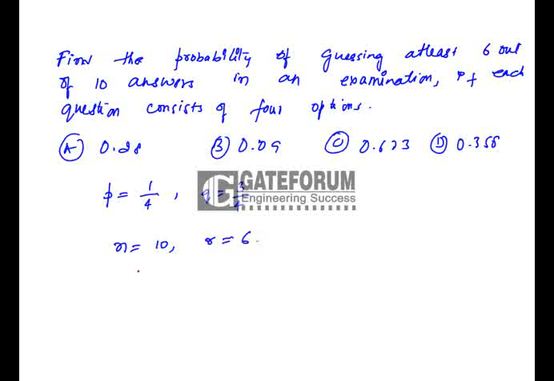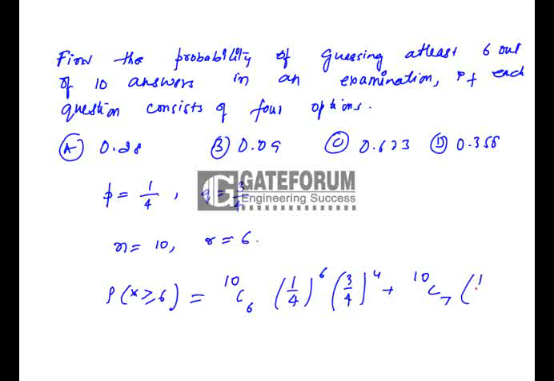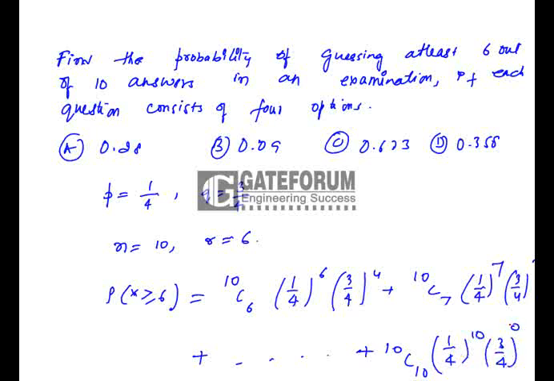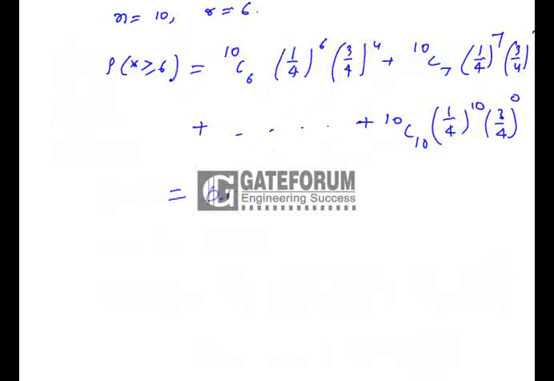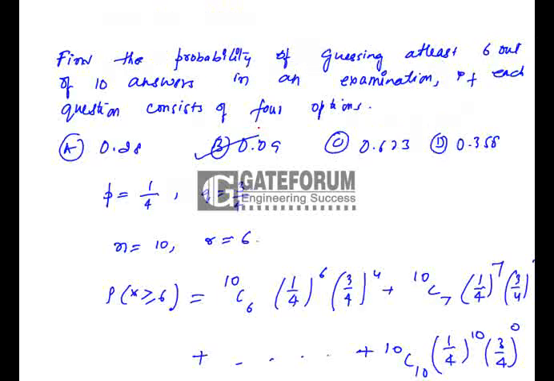Exactly 6 or more. So we have to check P of X greater than or equal to 6, which is 10C6 into 1 by 4 raised to the power of 6 into 3 by 4 raised to the power of 4, plus 10C7 into 1 by 4 to the power 7 into 3 by 4 cube, plus similarly 10C8, 10C9 and 10C10 into 1 by 4 raised to the power of 10 into 3 by 4 raised to the power of 0. If I simplify, the value will be 0.09, which is option B.